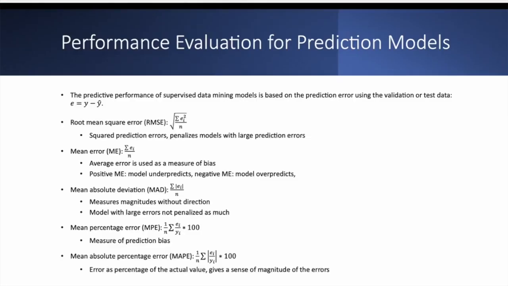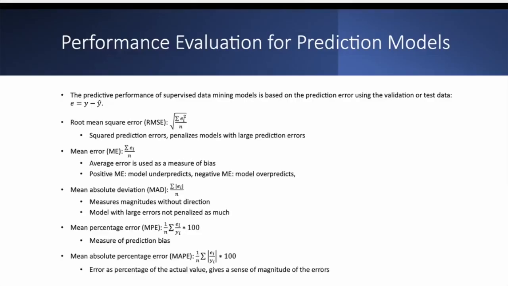We have the root mean square error, RMSE. We have ME, the average error, which is used as a measure of bias. We have mean absolute deviation, MAD, which measures magnitudes without direction, so models with large errors are not penalized as much. MPE measures prediction bias, and we have MAPE. So all of these measures are good to evaluate the performance of the prediction models.